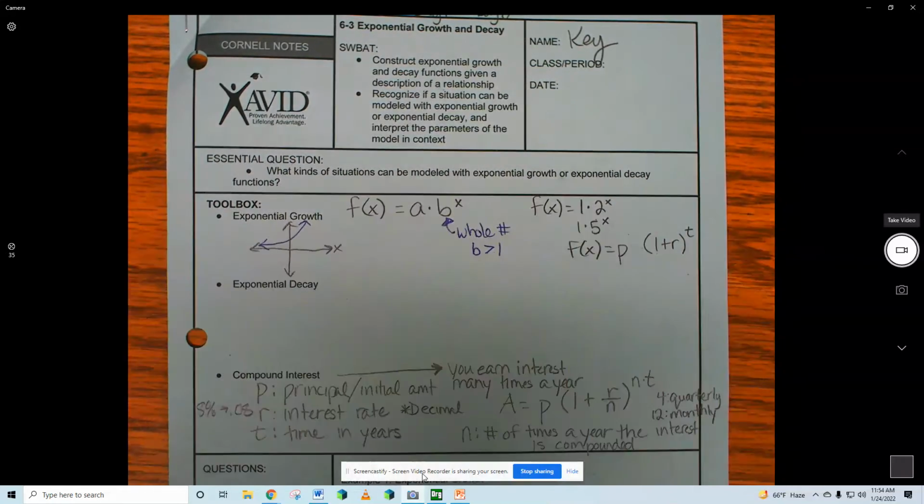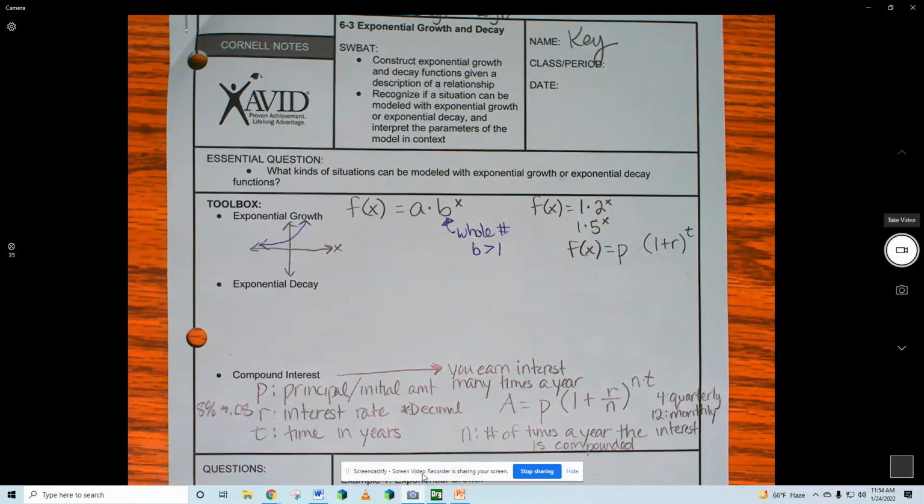All right. The first day of our notes for Chapter 6, Lesson 3 was exponential growth. I talked about things that were increasing. Money was increasing. Population was increasing. Things were doubling, tripling, getting bigger.